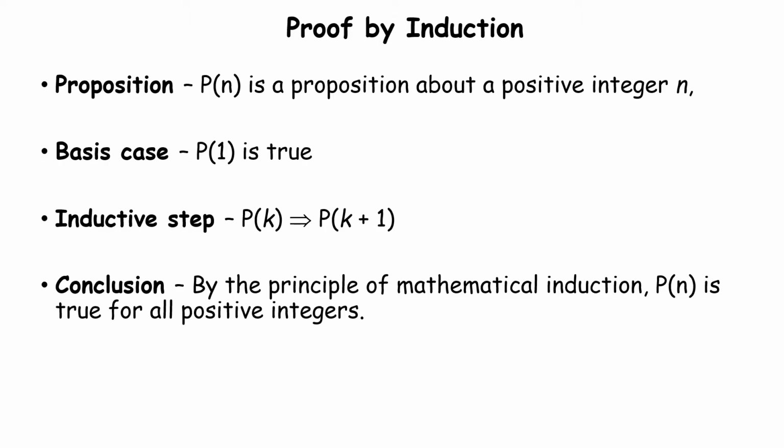We then have an inductive step, where we take Pk, which is basically let n equal k. We're going to assume that to be true, and then we're going to use that to help us to prove that when n is equal to k plus 1, it's also true. We then end with the conclusion. So it's a very rigorous step-by-step process.